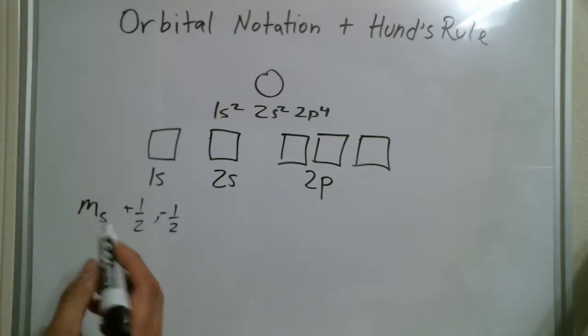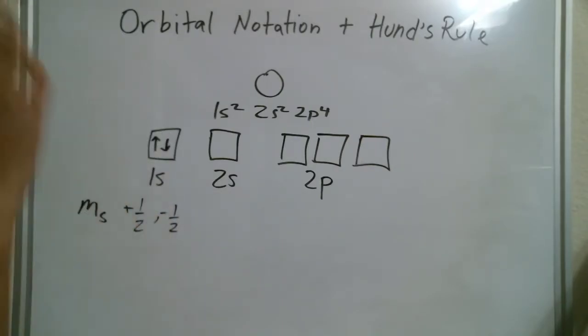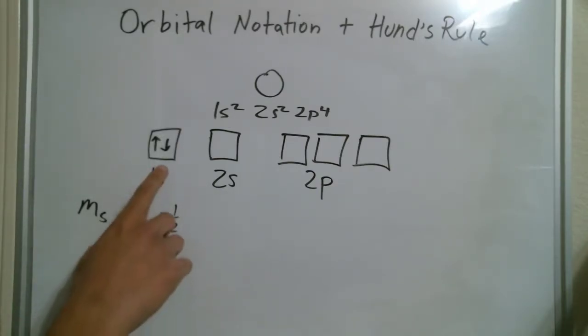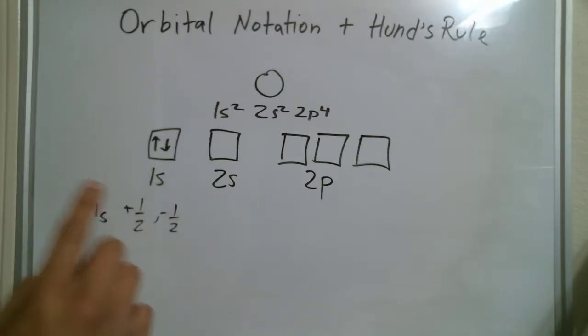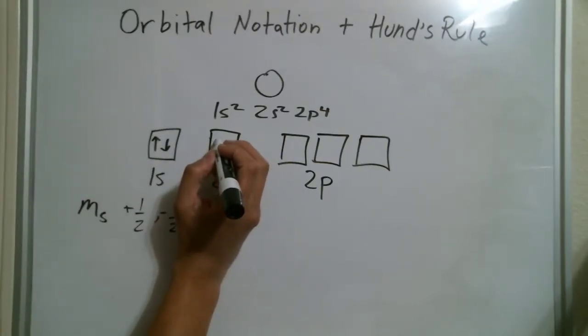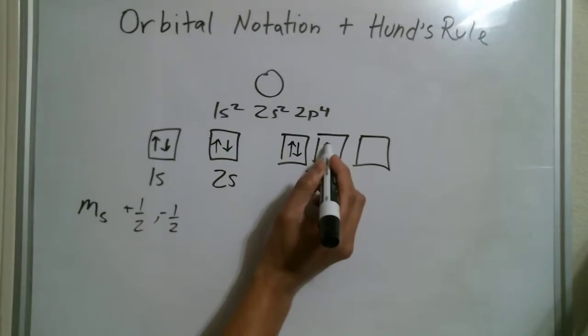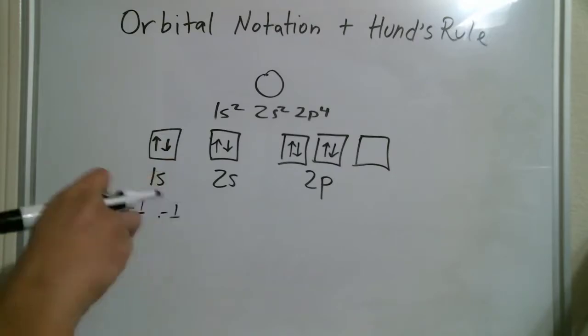And to show this, we use arrows in the orbital notation. The up is plus 1/2, down is minus 1/2. And that shows that we have 2 electrons that have different spins. The one pointing up, we call spin up, and the one pointing down, we call spin down. So let's fill out the rest of the orbitals. Alright, so we filled up the rest of the orbitals now.